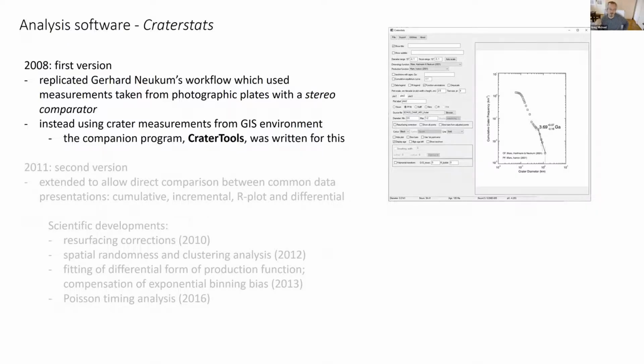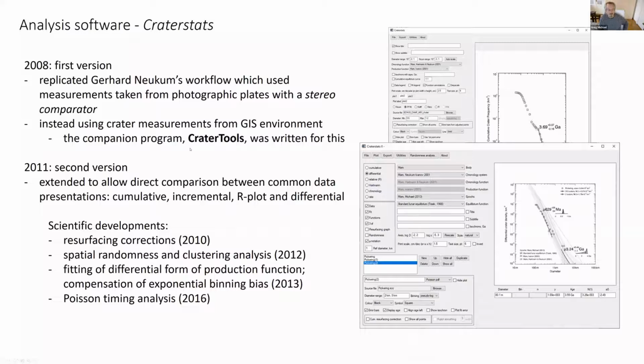So obviously, this was a bit before GIS environments were becoming commonly used, and when they did, it made no sense to continue with that. And we transferred this workflow over into Cratostat for the analysis, with Thomas Kneissl developing Crater Tools for the measurements itself.